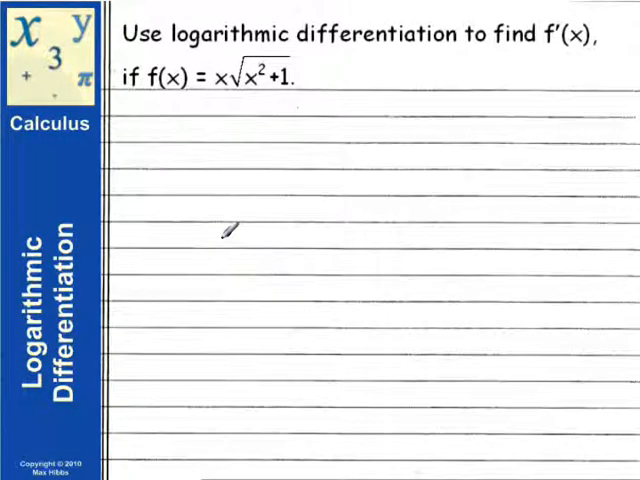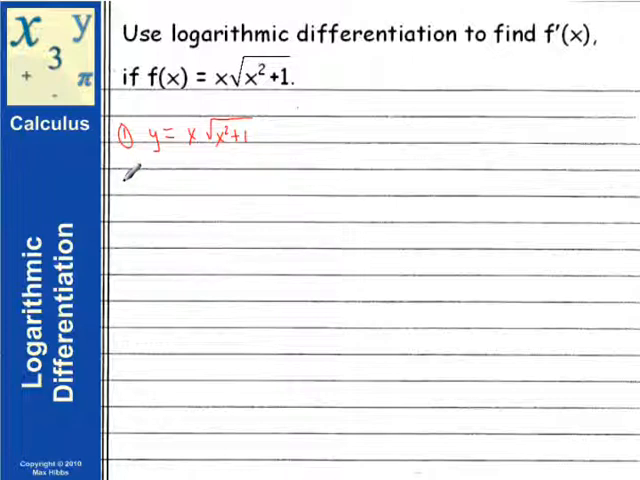Okay, our first problem is stated: use logarithmic differentiation to find f prime of x if f of x is x times the square root of x squared plus 1. We'll break down the steps and then we'll summarize the steps when we're finished. If you are to find the derivative of a function written in functional notation as it is here, the very first step is to change it to y notation, to eliminate the function notation, because we're going to need to manipulate these terms quite a bit.